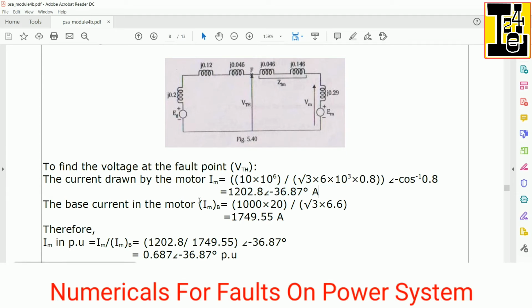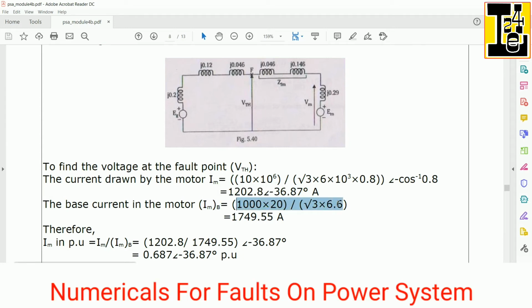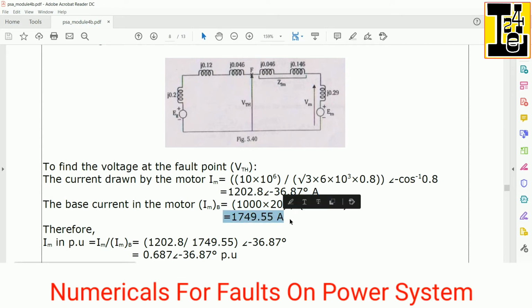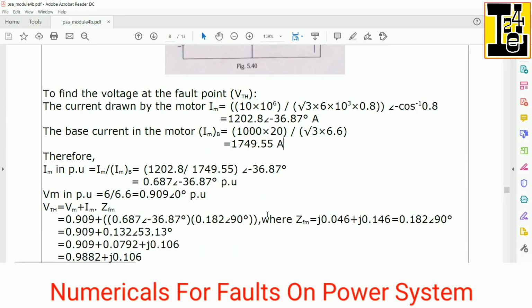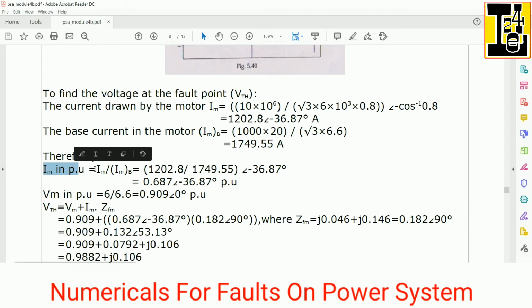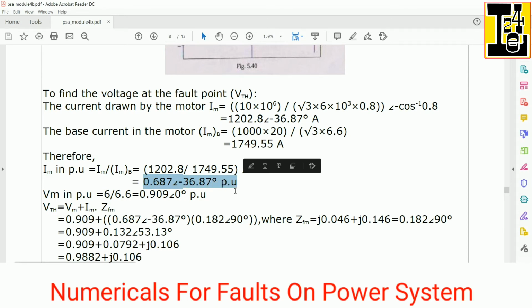We have the formula for the base current as 1000 into MVA divided by root 3 into kV base. By using that, we can get the base current as 1749.55 ampere. Therefore, IM in per unit is equal to IM actual value divided by IM base value. We will get 0.687 at an angle minus 36.87 per unit.